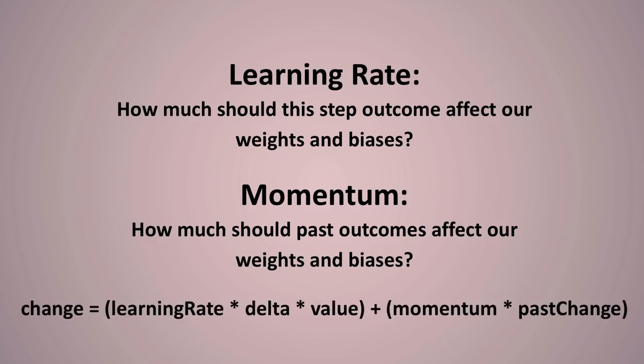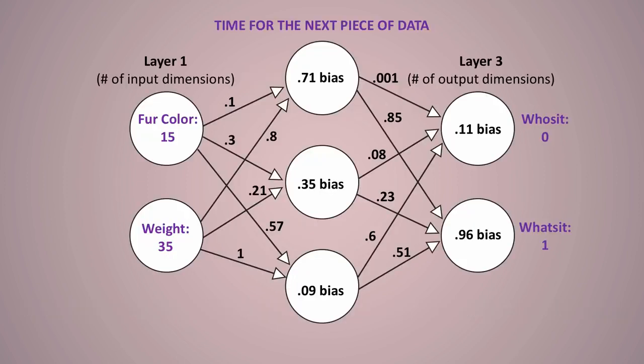So here's kind of an example formula. We're going to take our learning rate, we're going to multiply it by the difference, and then multiply it by what the actual value is now, and we're going to add that to our momentum times our past change amount, and that is our current change amount. So that's kind of an example formula for how we use learning rate and momentum to determine how much to change a given weight and a bias.